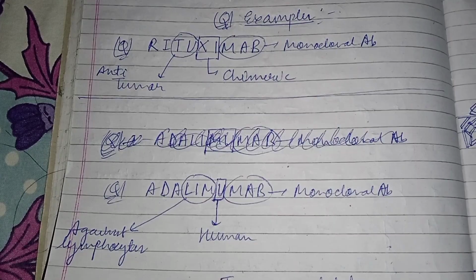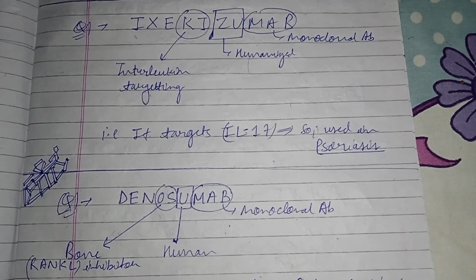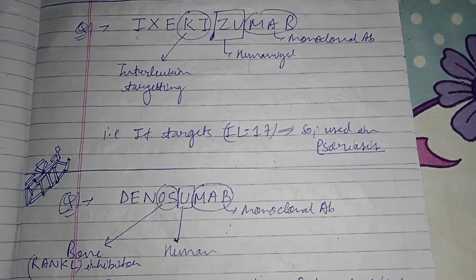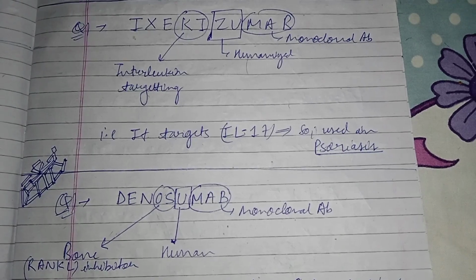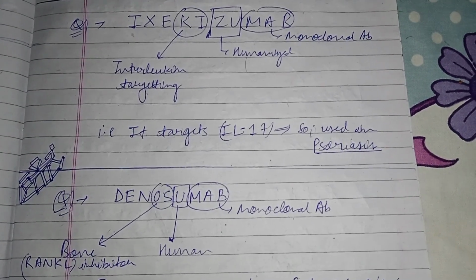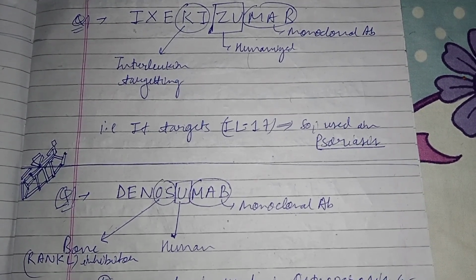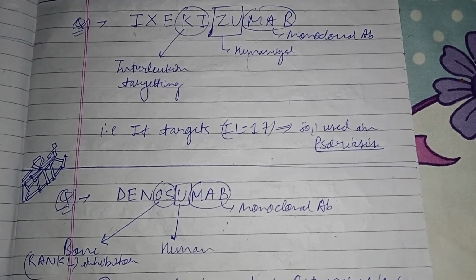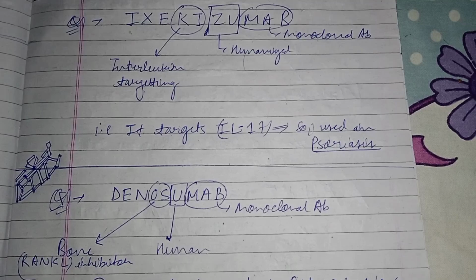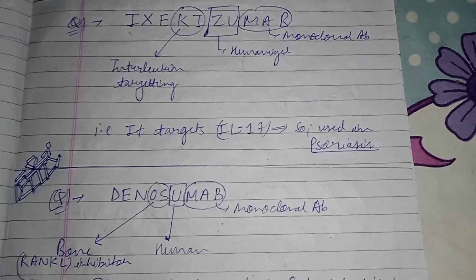So let's move to the next example, and here it comes, ixekizumab. Let's try to decode it. MAB means monoclonal antibody, ZU means humanized monoclonal antibody, and the term KI circled over here means it is interleukin targeting. So here MAB is the stem, ZU is the substem 1 and KI is the substem 2.